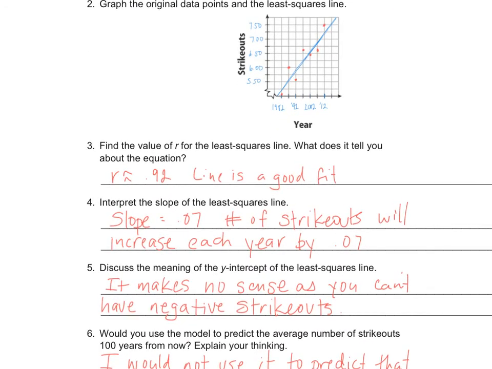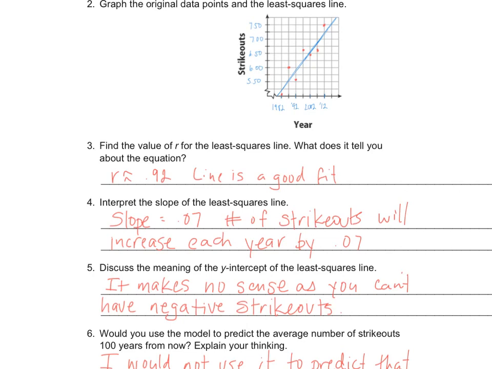The R value, I didn't show you how to figure out your R value. You can do that on your calculator too, so if you've played around and figured that out, it'll tell you that as well. But the R value just tells me, remember, that's the correlation coefficient. So close to 1, strong, the data is good. You can see the slope right there. So the number of strikeouts increases each year by this.